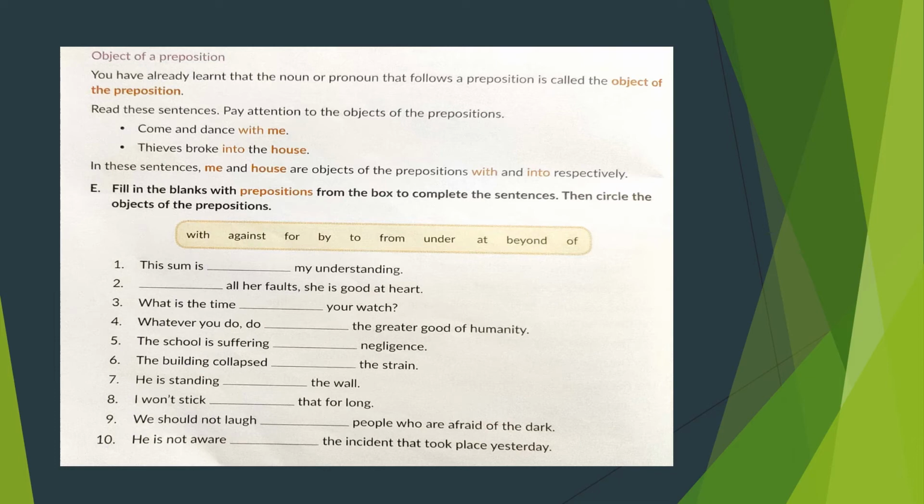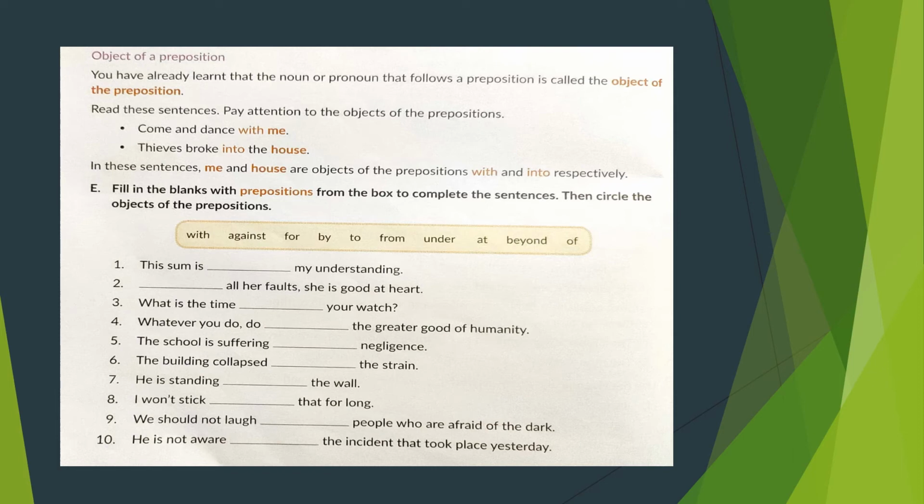Come to exercise E. Fill in the blanks with prepositions from the box to complete the sentences. Then circle the objects of the preposition. This sum is beyond my understanding. Dash all are false. She is good at heart. With all her faults, she is good at heart.